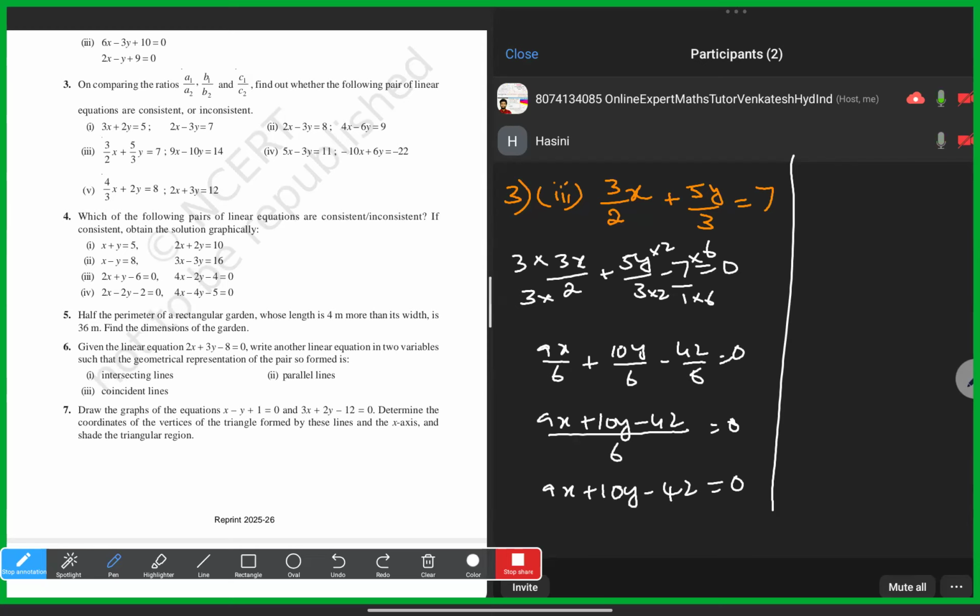So now, what do I do? See, now what I'm doing is the second equation. The second equation is 9x minus 10y is equal to 14. So 9x minus 10y minus 14 is equal to 0.